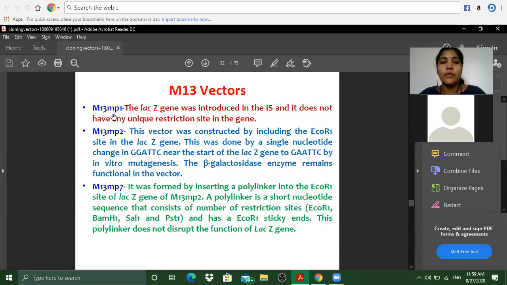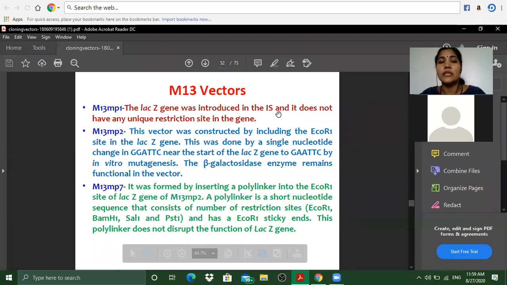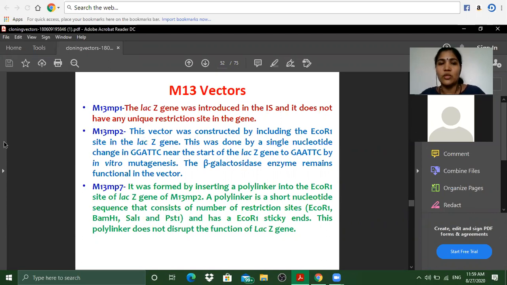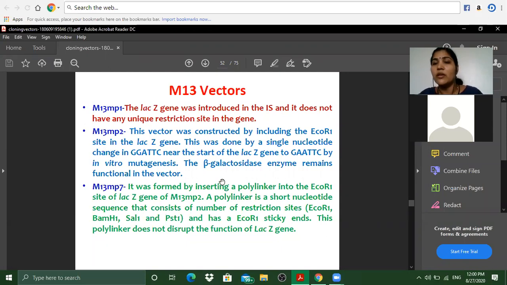So M13MP1, the lacZ gene, was introduced in the intergenic sequence, and it does not have any unique restriction site in the gene. So they are talking about the types of this M13 vector. Okay, we'll just go through the two types. We will not go into these things. So this one had no unique restriction site. By inserting the lacZ gene, you can put in some restriction sites along with it, so that restriction enzymes can come and help you integrate your DNA of interest into that particular vector.